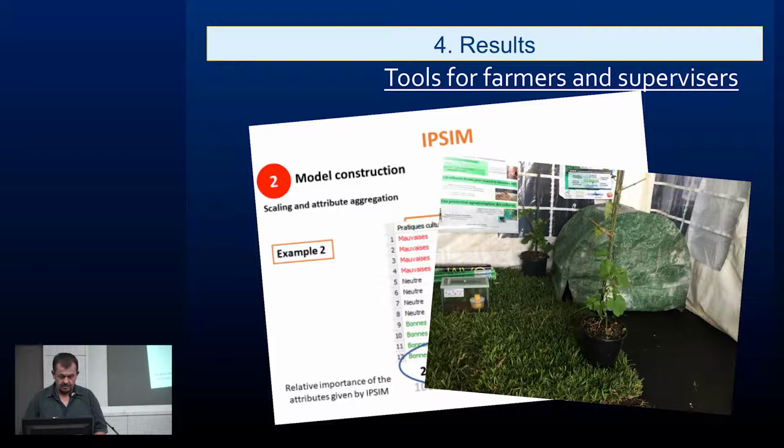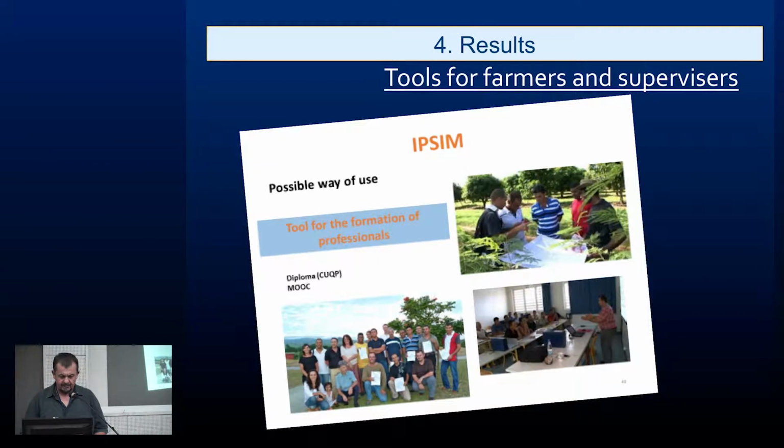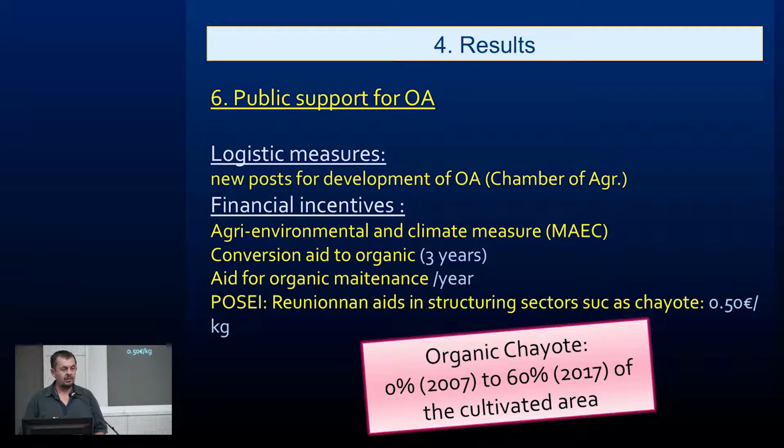So we can get this way for the training of the farmers. We also had, during this experience, large support from the policymakers, with of course logistical measures, but also financial incentives, for example, for conversion to organic agriculture, but also to maintain organic agriculture, and with aids in the production of organic shallot.